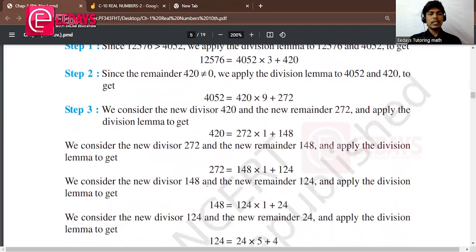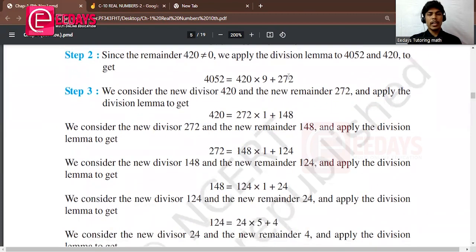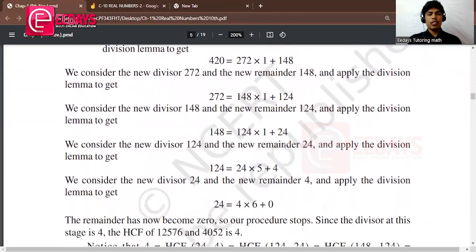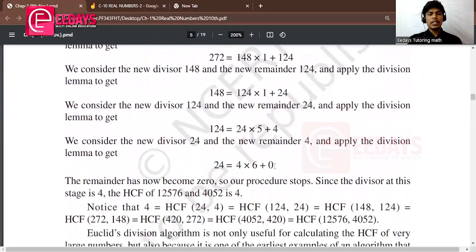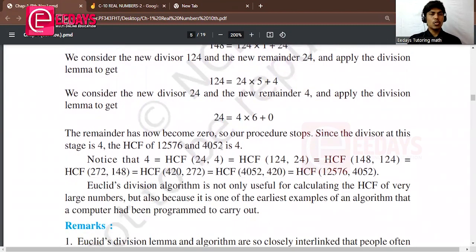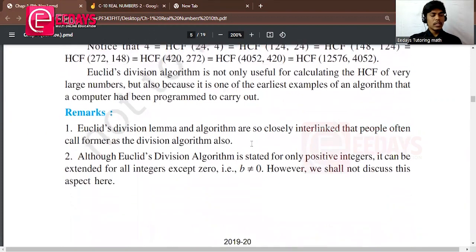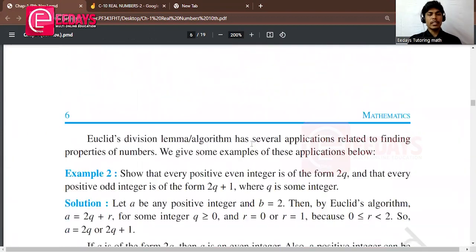You keep doing this until you get the remainder 0. Here we get remainders 272, 148, 124, 24, 4. After a finite number of steps, you get remainder 0. After getting remainder 0, you stop and observe the divisor. Here 4 is the divisor, so the HCF of these two numbers is 4. You can write it like this. All these things we learned in the previous session.